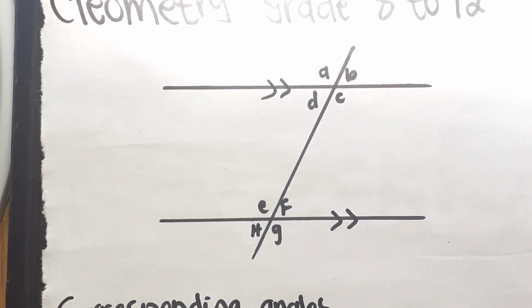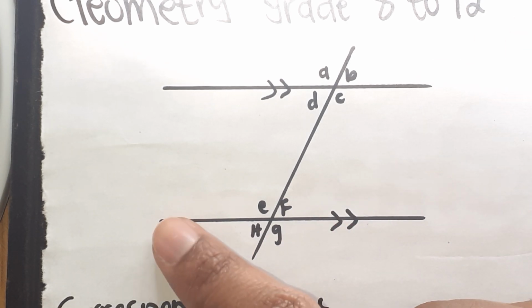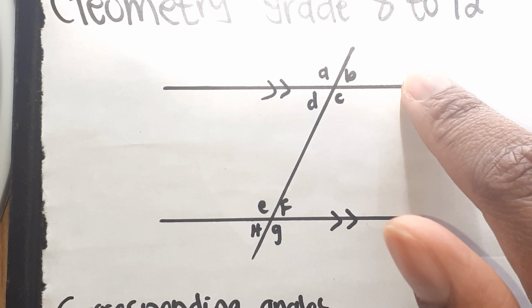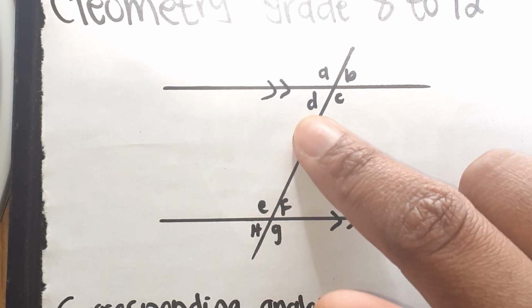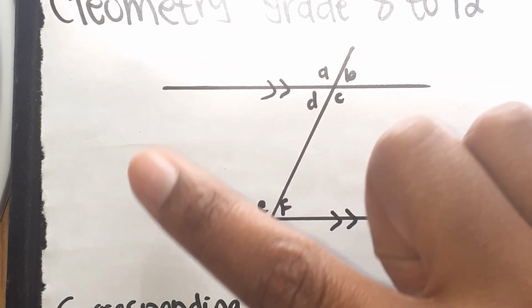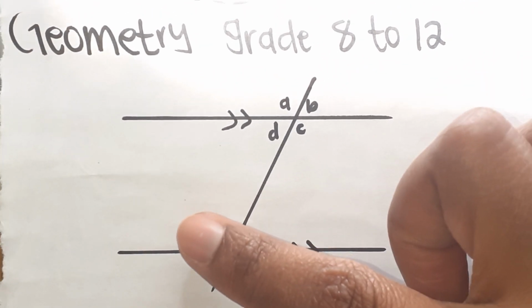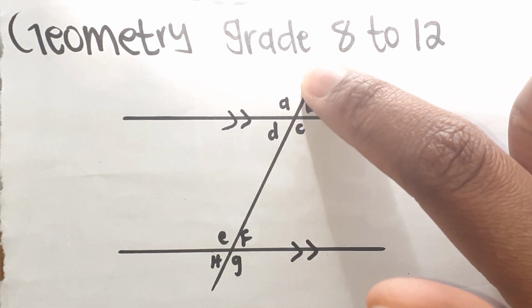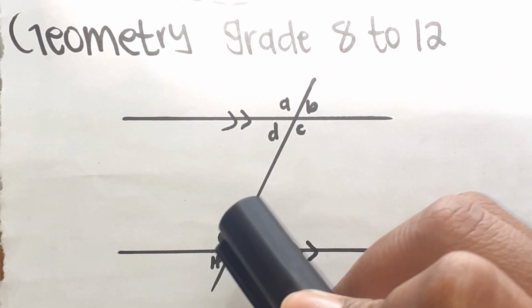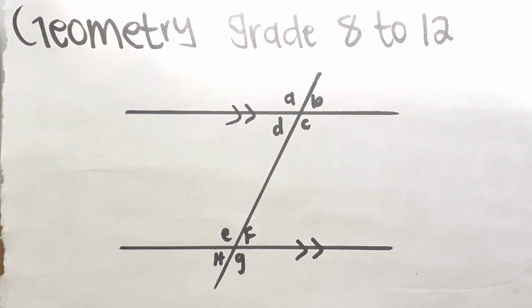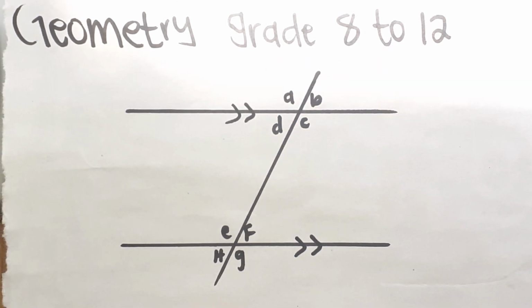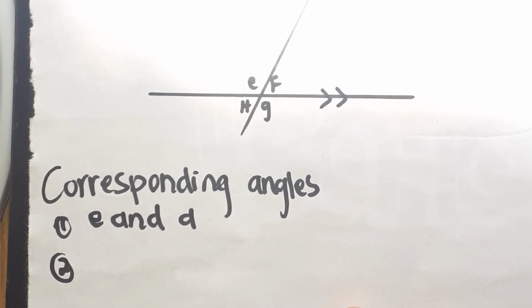Firstly, we're going to start with the ones that make an F. When you are looking at this, this is parallel, this is parallel. So from here, going this way and this way, we have an F. Try to draw this in your book and then follow my hands like this. We'll see that this forms an F. So if this forms an F, E and A are corresponding angles. E and A are the first corresponding angles.